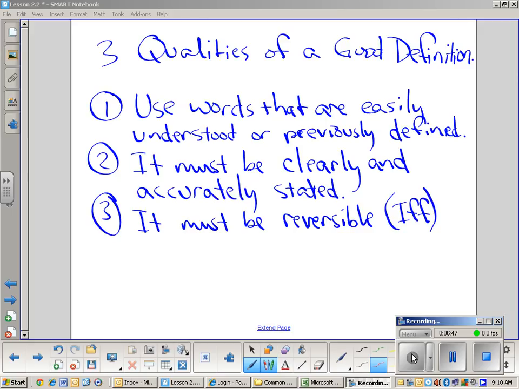We can't be using words that are confusing or not previously defined. We can't be saying things that aren't clear or maybe they're inaccurate. And we can't be using definitions that can only go one direction. If it isn't reversible, then it is not a good definition. It would be only sometimes true, in other words, and that does not make a good definition.